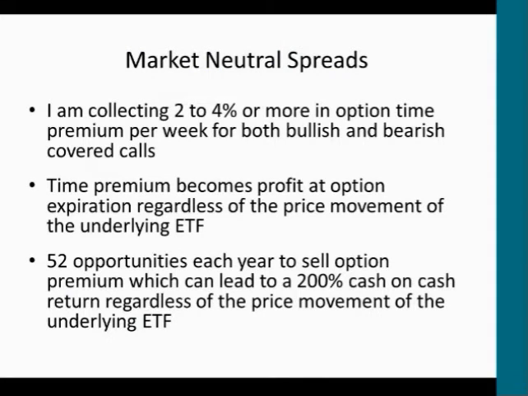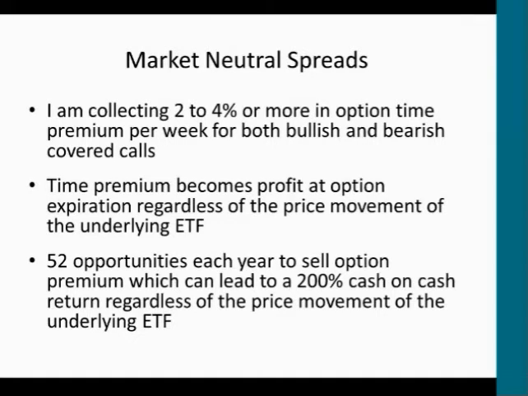Now, I'm collecting about 2 to 4% or more in option time premium each week for both the bullish and the bearish covered calls. So let's say I buy a small cap ETF, a bullish small cap ETF. Then I sell a call against it. Then at the same time, I'll buy the small cap bearish ETF and sell a call against it. So I'm positioned on both sides of the market with these covered calls.